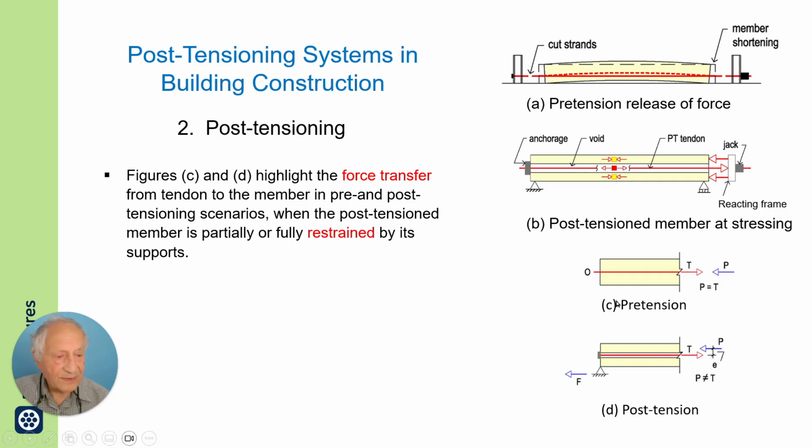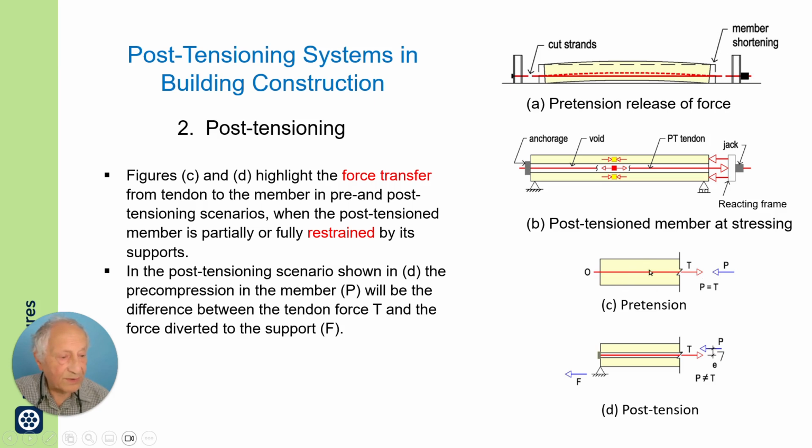Now, figures C and D highlight the force transfer from tendon to the member in pre- and post-tensioning scenarios. In the pre-tensioning scenario, the force P is in line with the tendon. That is how it works. It is equal, and in the same direction. In post-tensioning, it all depends how the member is supported.